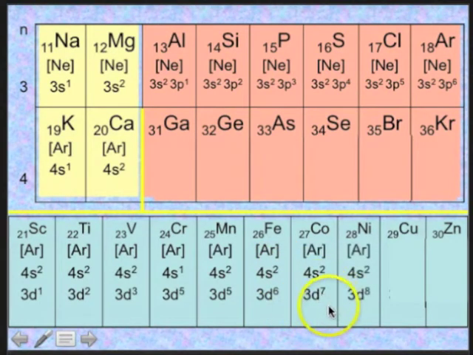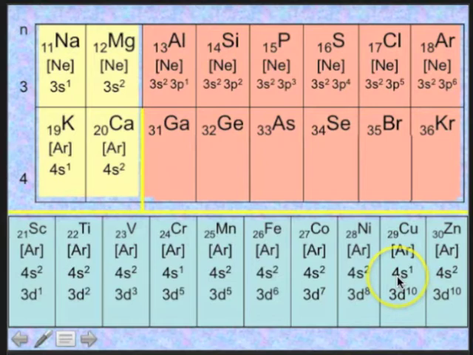Cobalt 3d7. Nickel 3d8. And then the same kind of strange anomaly happens with copper, which you might expect to be 4s2 3d9. It isn't. It borrows an electron from the 4s, so that it can have a completely filled up set of d orbitals. It's going to be 4s1 3d10, and then zinc is 4s2 3d10.